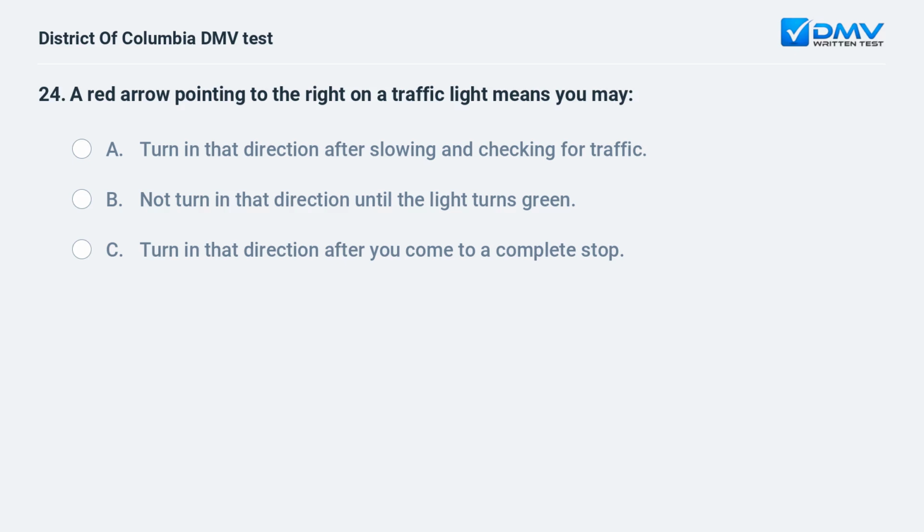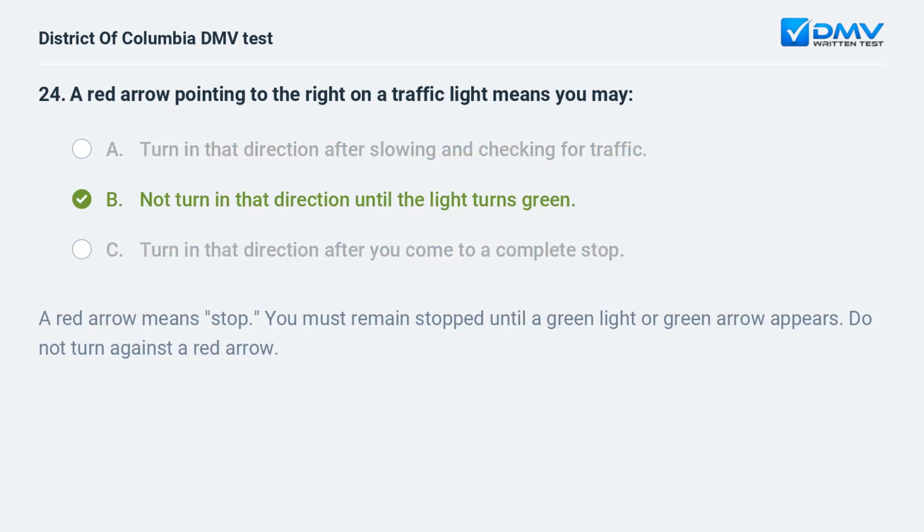A red arrow pointing to the right on a traffic light means you may A. Turn in that direction after slowing and checking for traffic. B. Not turn in that direction until the light turns green. C. Turn in that direction after you come to a complete stop. B. Not turn in that direction until the light turns green.